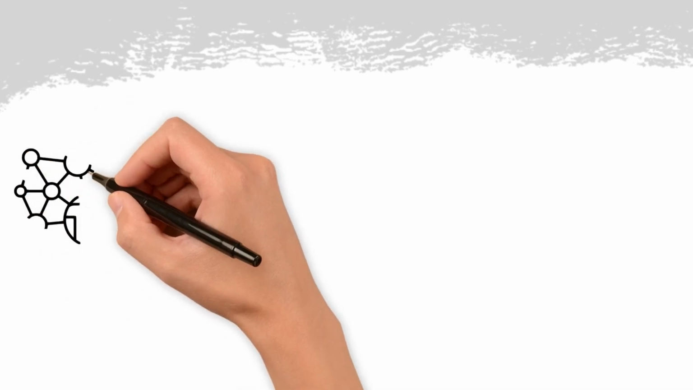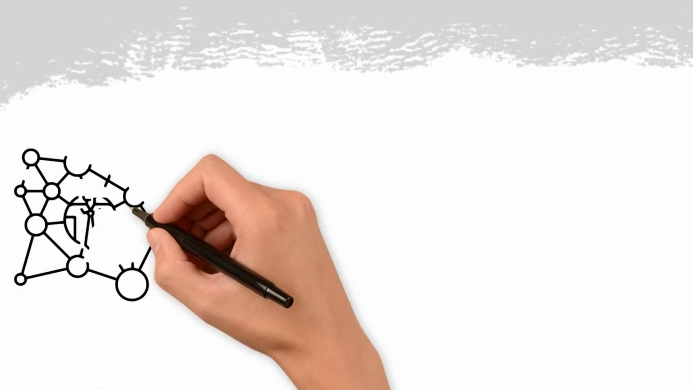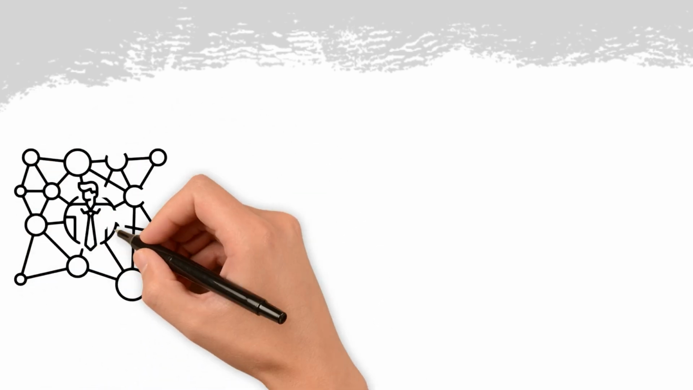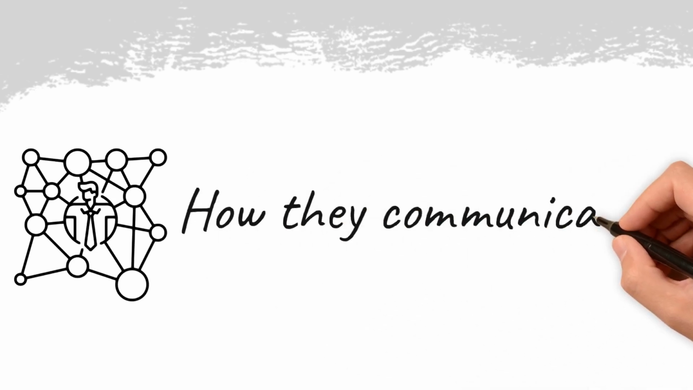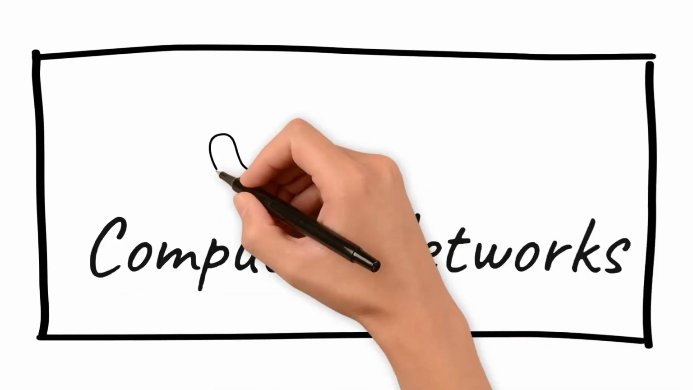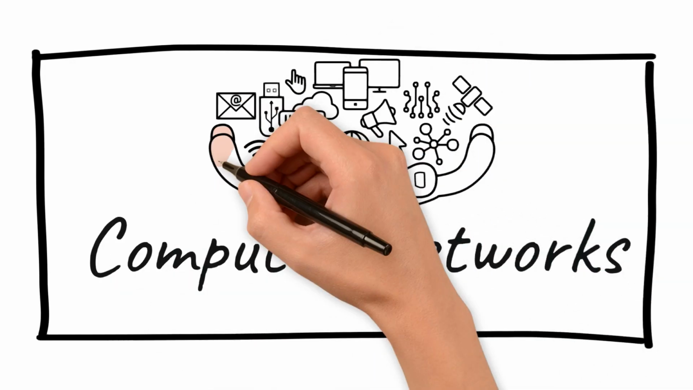Everything around us is connected. Our phones, computers, and even smart devices. But have you ever wondered how they communicate? Let's find out. Yes, you are right. Computer networks. They connect devices, allowing them to share information instantly.